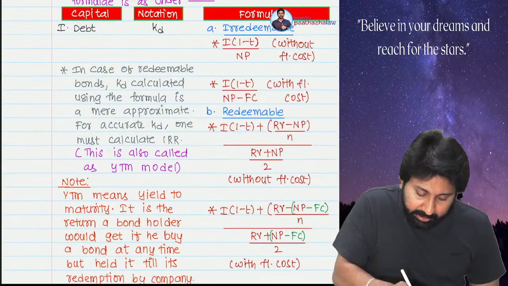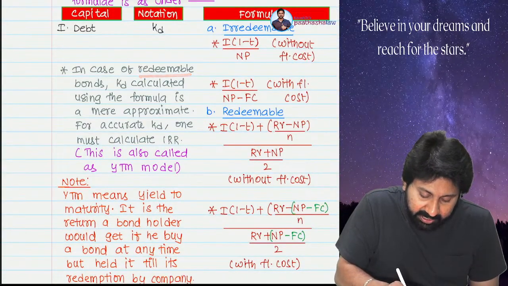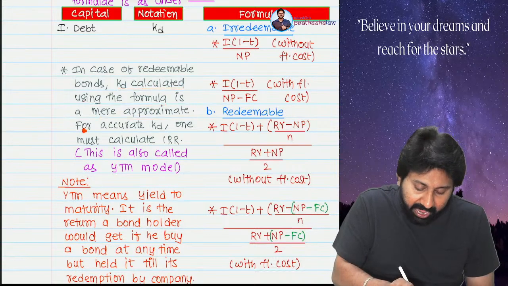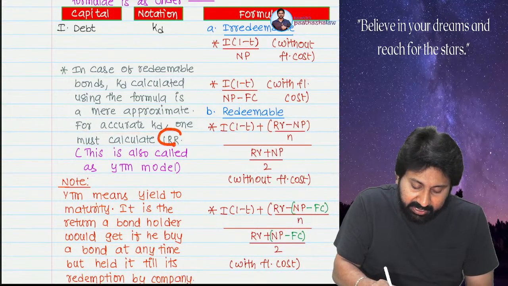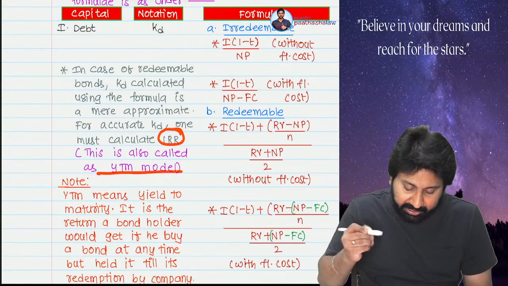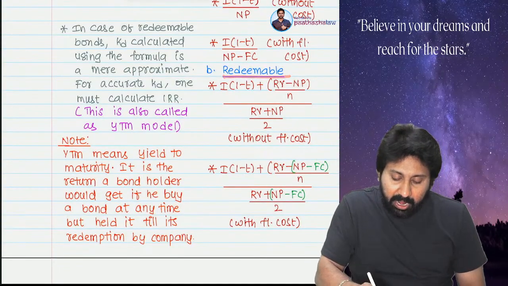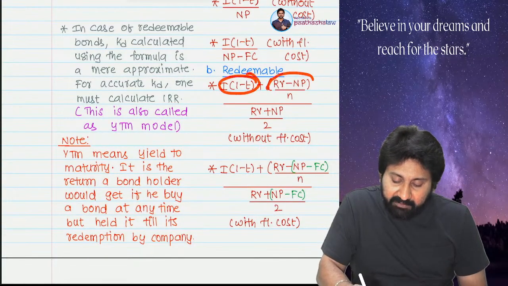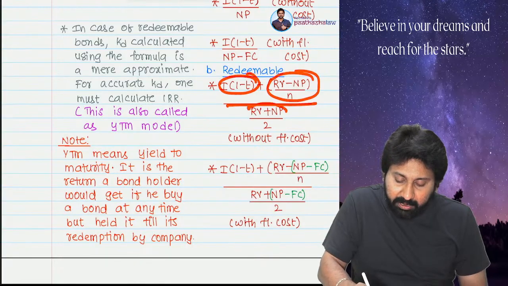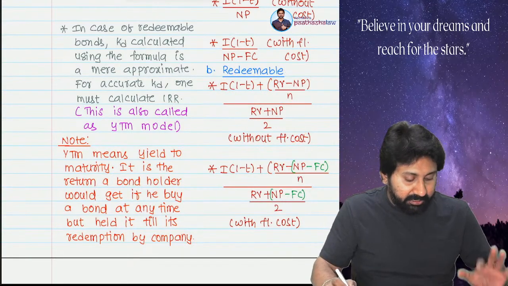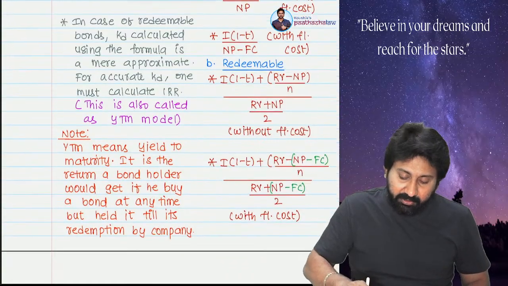Okay. In case of redeemable bonds, KD calculated using the formula is a mere approximation. For accurate KD, one must calculate IRR. This is also called the YTM model. So for a redeemable bond, it is I into 1 minus T plus RV minus NP by N, whole divided by RV plus NP by 2. This is without flotation cost.